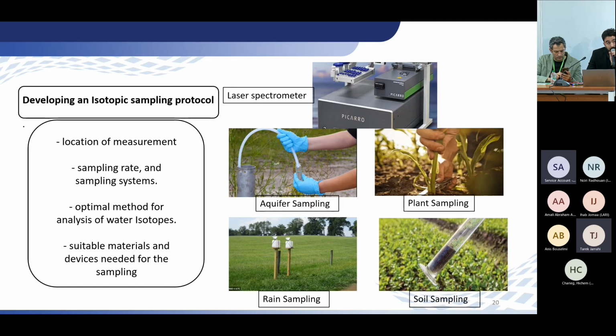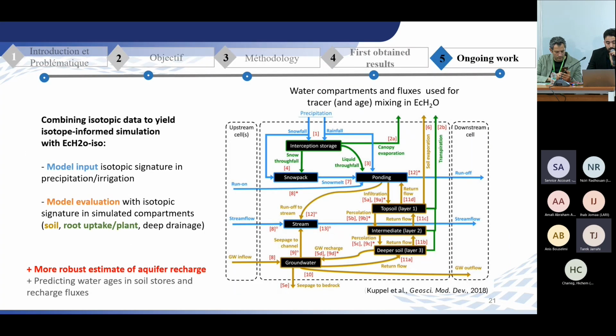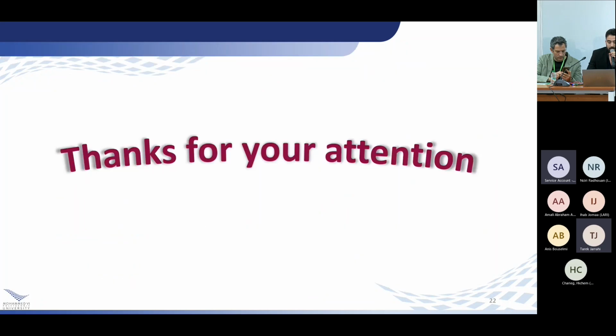So the next step we are developing now is an isotope sampling protocol by analyzing the isotopic signature in aquifer, in the plants, in the soil, and the rain. And in order to have a more robust estimate of aquifer recharge by predicting water ages in soil store and recharge fluxes. Thank you.